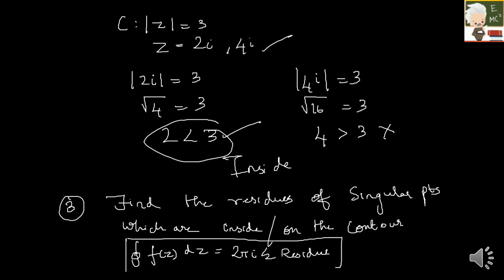So just three steps you can do it clearly. The first step is to find your singular points, the second step is to find whether those singular points are inside or outside the circle, and the last step is to find the residues of singular points which are either inside or on the contour. You should not find them for outside the contour, and this is the final formula. Let us solve a few problems so you will be clearer with the concepts.